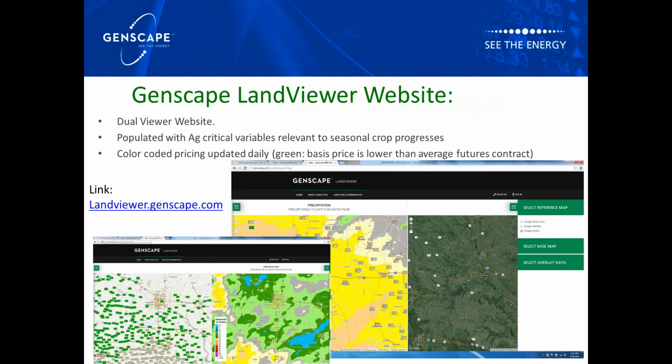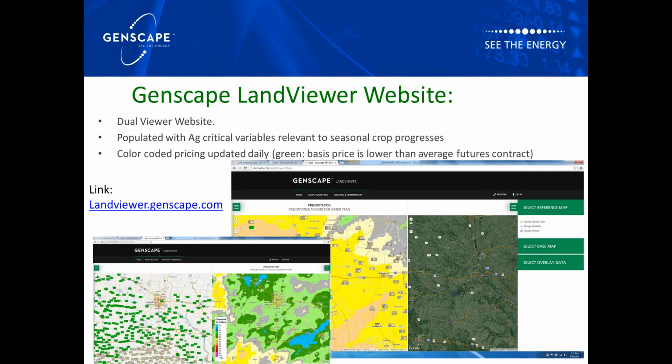Here's a screenshot of our website. It's pretty slick. It's like a dual viewer technology. You can select different weather products, and again, the basis and spot prices for corn. As the season progresses, we'll host many more weather products.